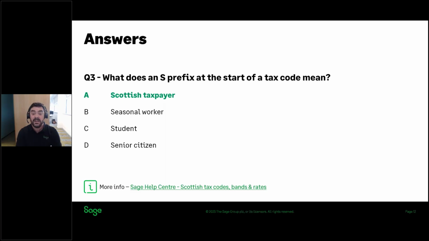So it's employees that live in Scotland according to HMRC's records. Typically, the tax code would start with an S, for example, S1257L. In Scotland, they have different income tax bands and rates. So rather than just the standard basic, higher rate and additional rate, they have 6 income tax bands, which are starter, basic, intermediate, higher, advanced, and the top rate. So that was the answer to question 3, Scottish taxpayer.